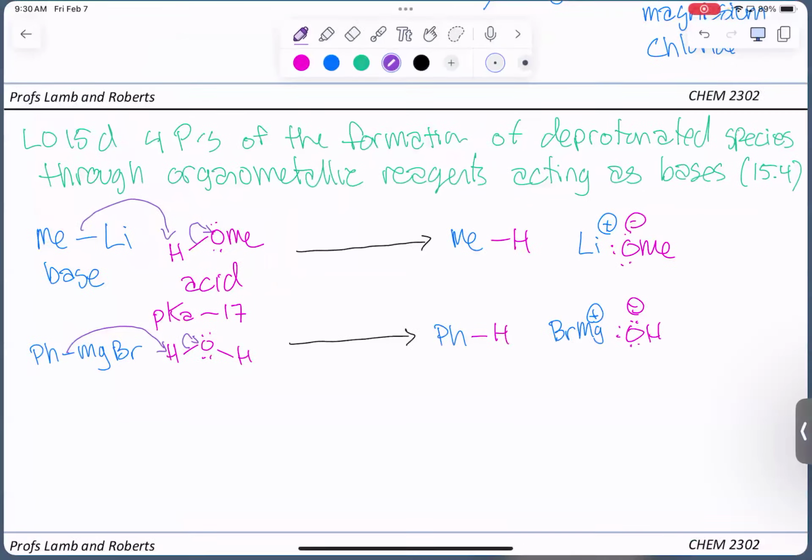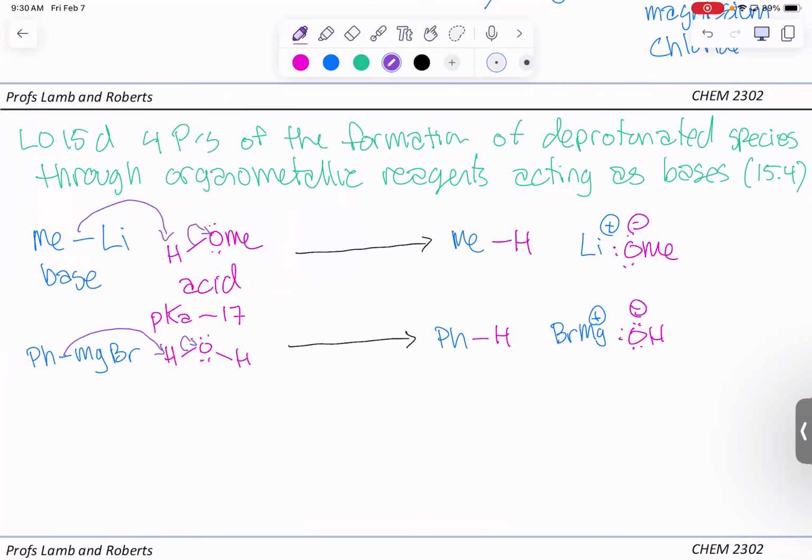Okay, so that brings us to another learning objective that we have. Learning objective 15E, which is rationalize why organometallic reagents are incompatible with OH bonds.